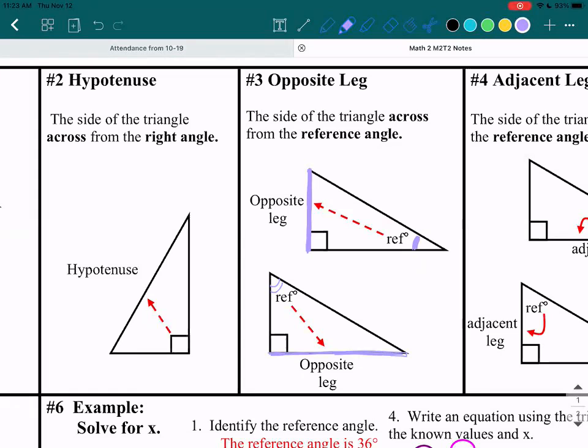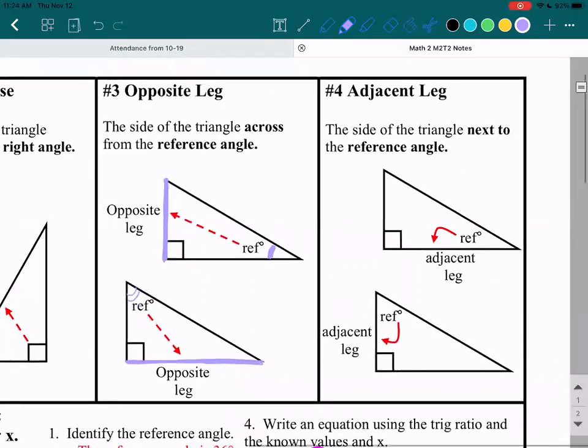You don't know what opposite means until I tell you opposite of what. So in this case, opposite means opposite of the reference angle. The moment the reference angle changes, the opposite leg will change as well. So it depends on the reference angle. Any questions up until here? If you do have questions, just type them in the chat or say it out loud. Doesn't matter, just interrupt me. I don't mind, because I can never tell if you're raising your hand right now.